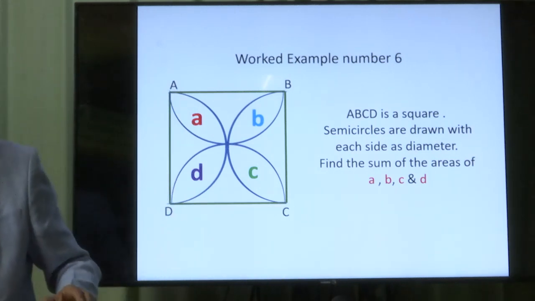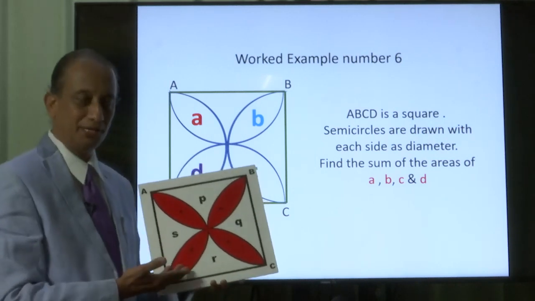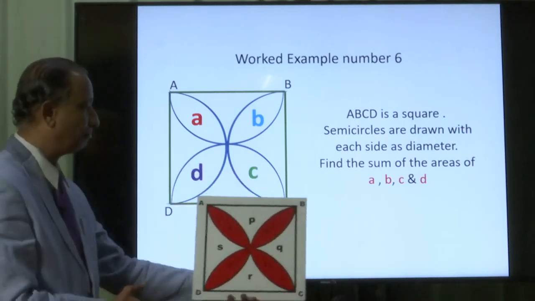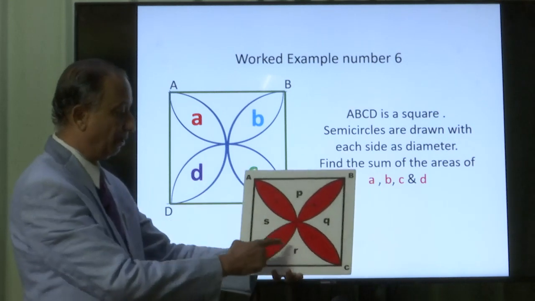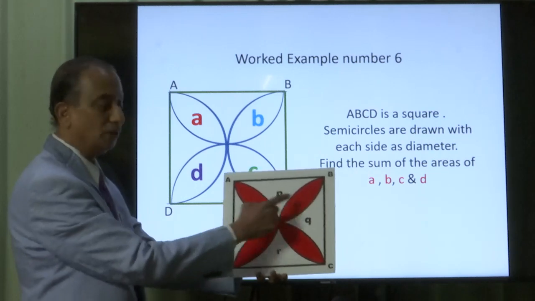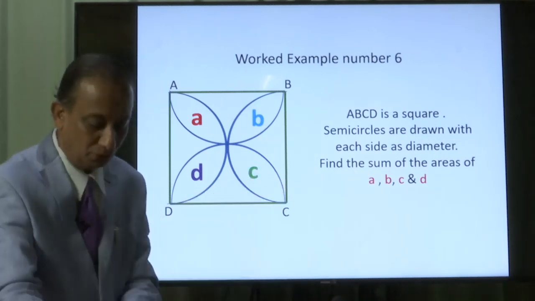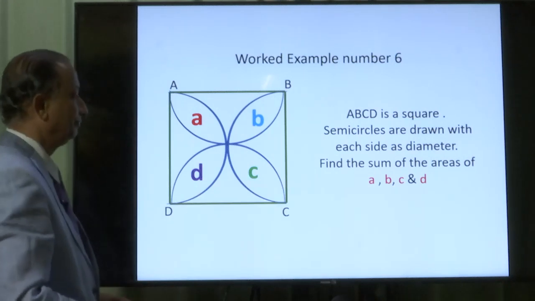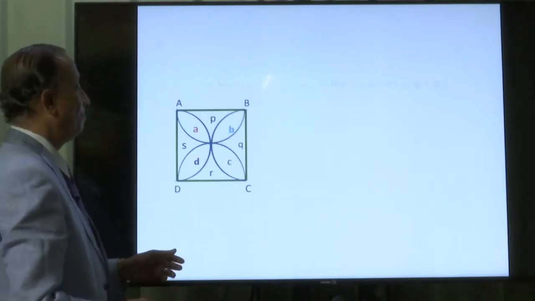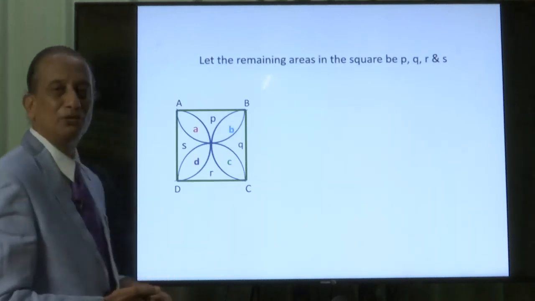Now here is one simple drawing made on a corrugated sheet. You can see the same problem here. So we wanted the area of A plus B plus C plus D. It is a very interesting problem, and I wanted to just share it with you. Okay, let us start. Let the remaining areas of this square be P, Q, R, S.